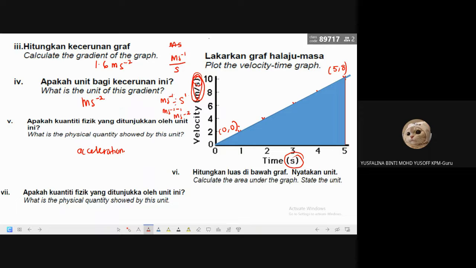For the velocity against time graph, two pieces of information. I put it here: two info for V against time. The first one is acceleration by gradient. I put gradient here. And the second one is the area under the graph. That one is actually displacement.